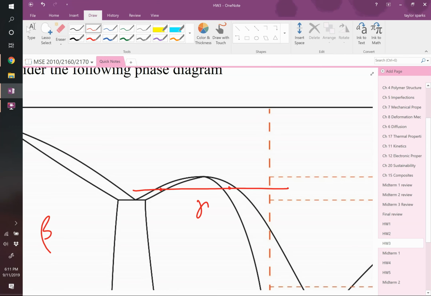Here, the gamma composition is here. Here, the liquid composition is that. Here, the liquid's that. So, totally different compositions, even though they're both gamma plus liquid at 50% of each.